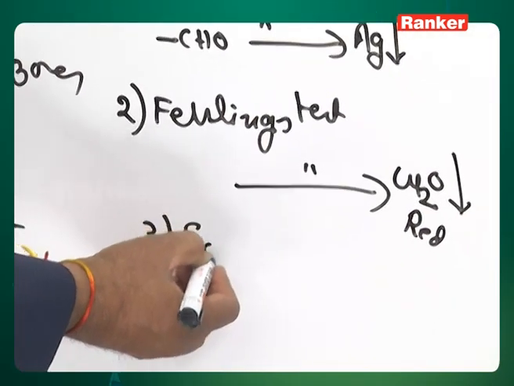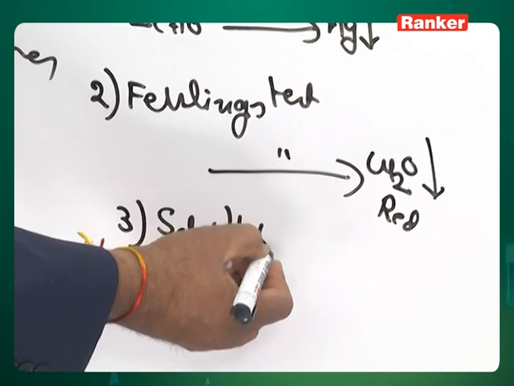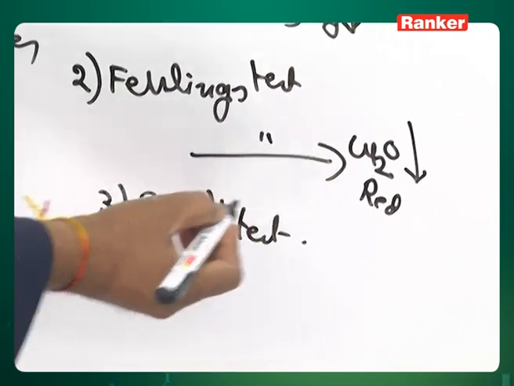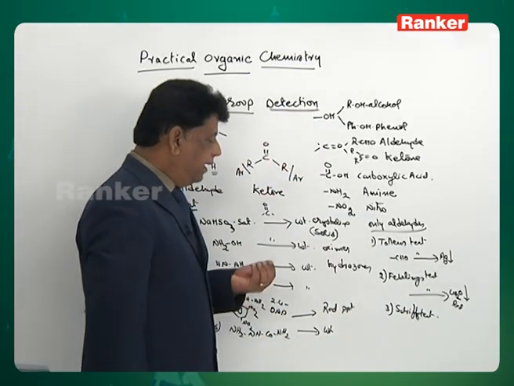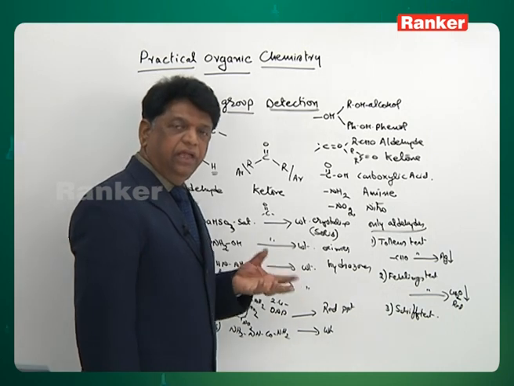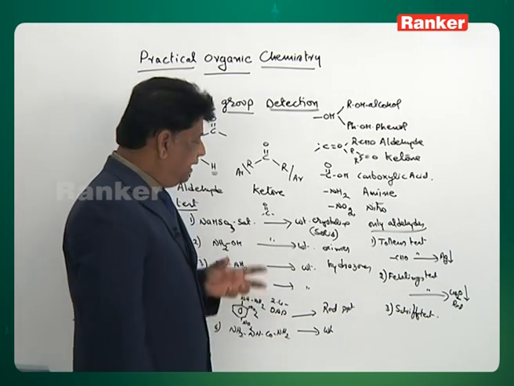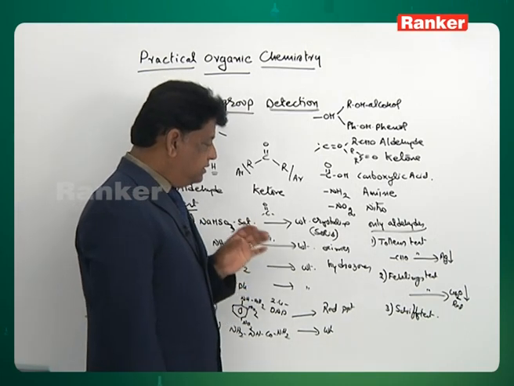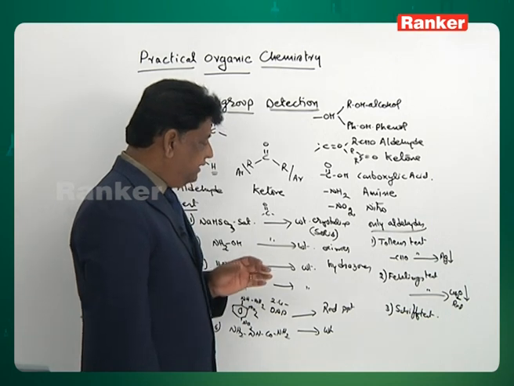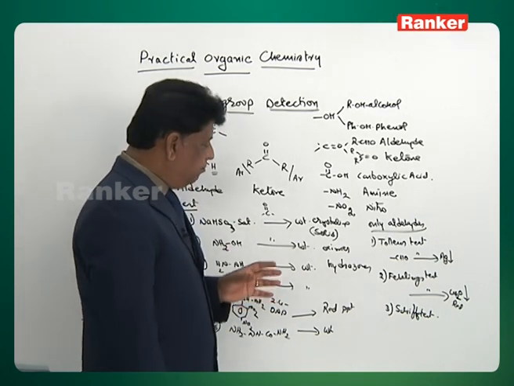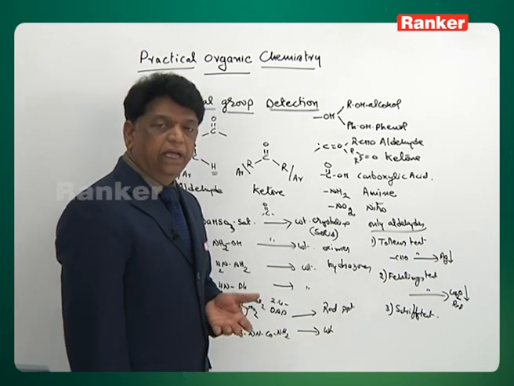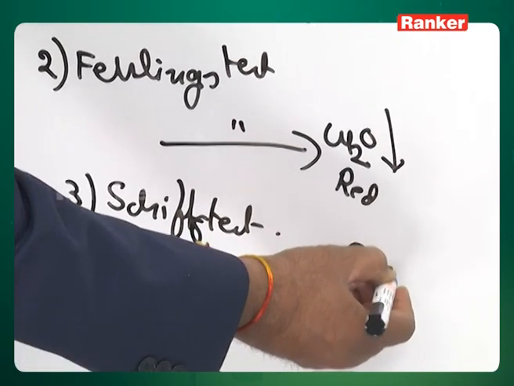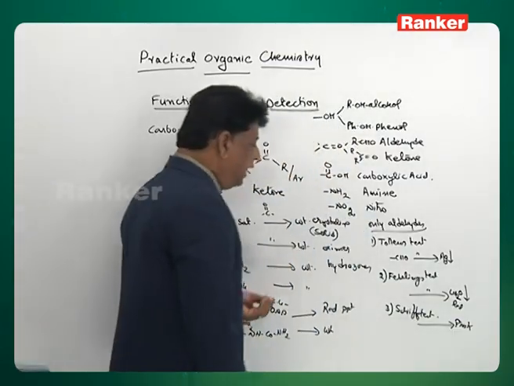Similarly, the Schiff test. You can prepare the Schiff reagent, but you cannot store it for a longer time. You take para-rosaniline, dissolve it in acidic medium in water, and then pass sulfur dioxide, you will get a clear solution, that is called Fuchsin solution or Schiff reagent. The Schiff reagent is colorless, but when you add aldehyde, immediately a pink color is formed. So for the Schiff test you will get a pink coloration. This is the confirmation test for the aldehydes.